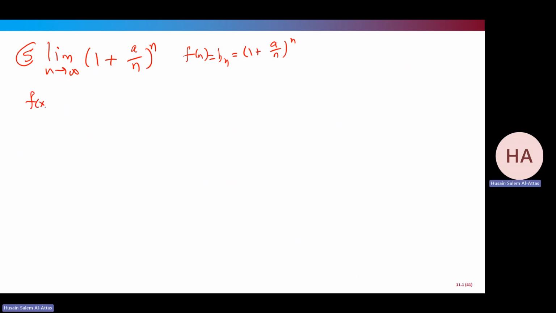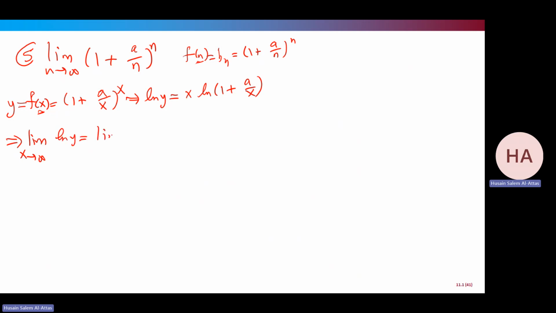So f of x will be (1 + a/x)^x, and this is y. So it will be ln y. You notice when we have f of x, I change n to x. a is just a value. Okay, ln y will be x ln(1 + a/x). Then I will find the limit as x goes to infinity of ln y, which is the limit as x goes to infinity of x ln(1 + a/x).